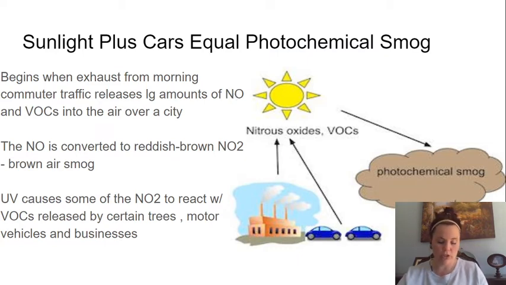So are you responsible for photochemical smog? Of course you are. We're all responsible for it to a certain extent.